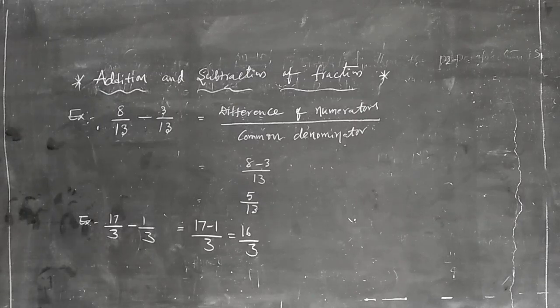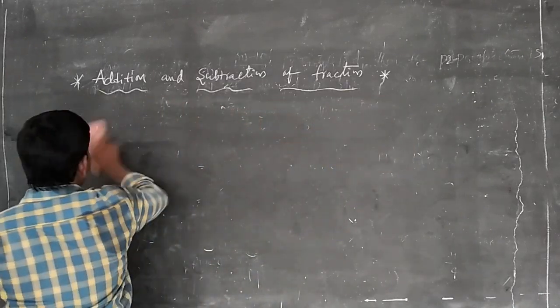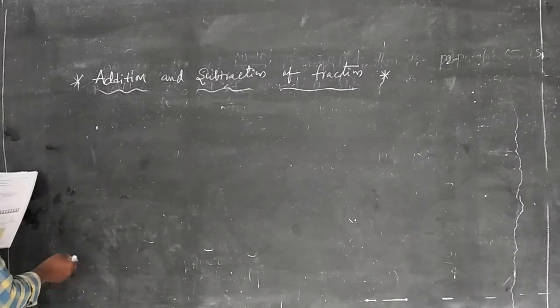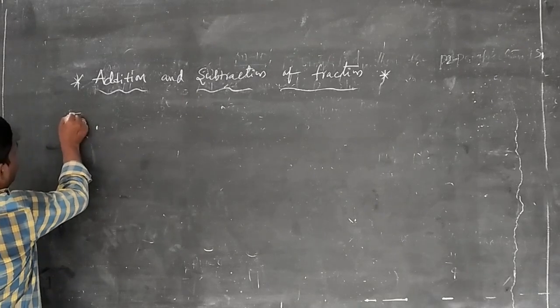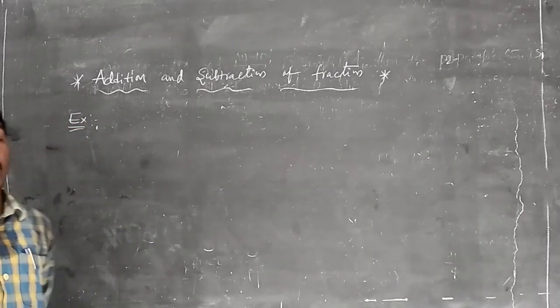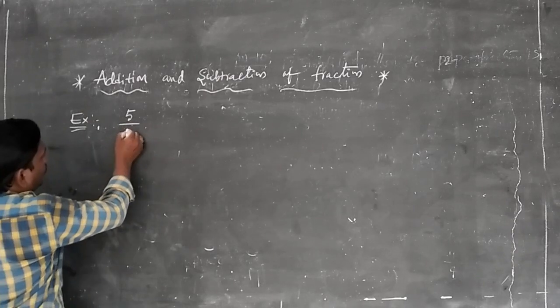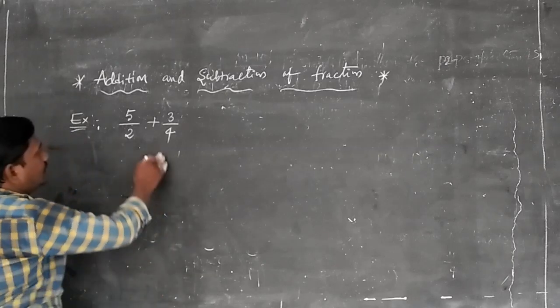Now type 2. For example, there is how to add and subtract unlike fractions. Unlike fractions, for example, 5 by 2 plus 3 by 4.